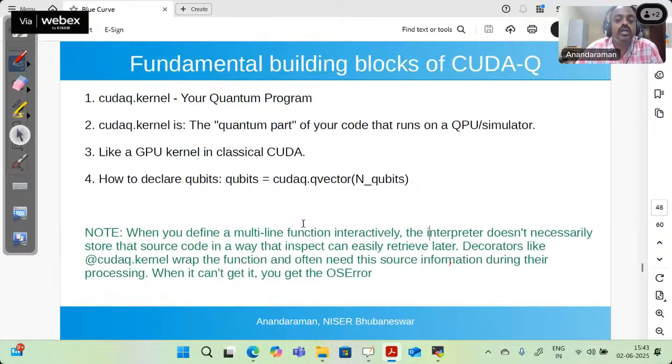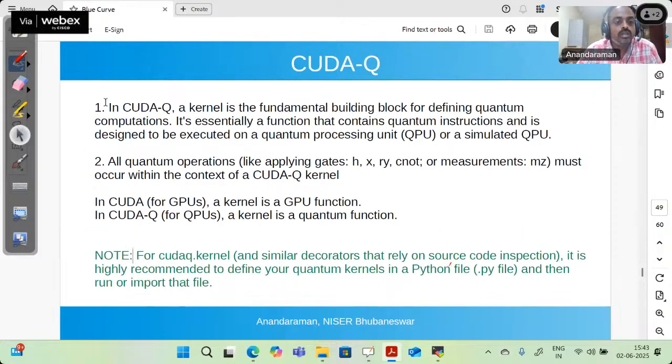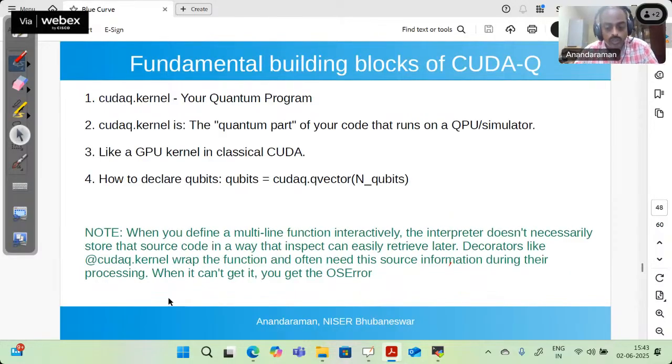The fundamental building block of CUDA-Q is the kernel, your quantum program. Okay, we will just go to the program and we'll see.